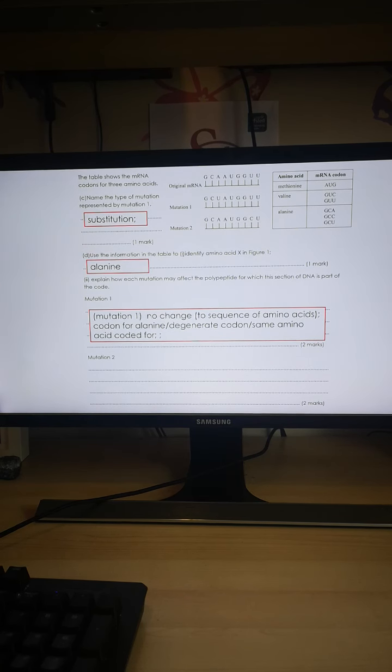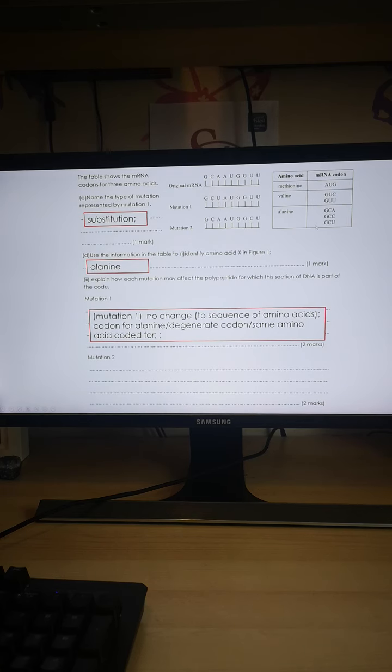Okay, it's really common for them to give you 2 mutations, one with an impact and one without. So we're kind of expecting now that number 2 is going to be a different story. So remember to compare mutation 2 to your original mRNA. The first 3 bases are the same, and the second 3 bases are the same. And then it's the third codon. We can see that this has changed. So it's gone from G, U, U to G, C, U. So this would change the code.